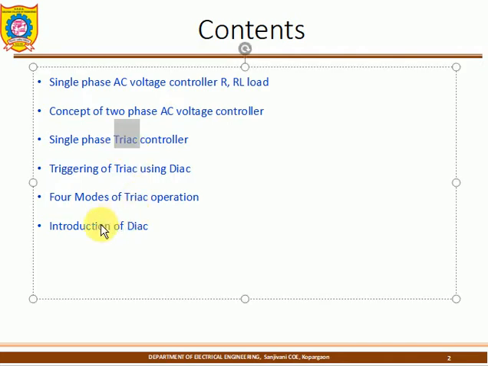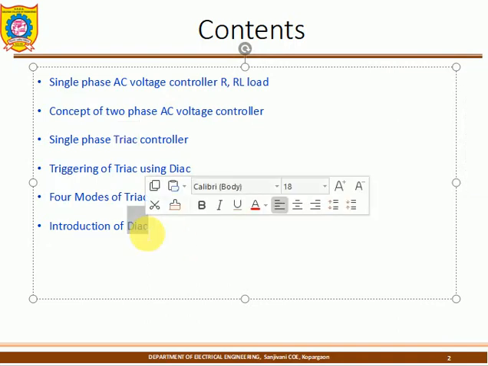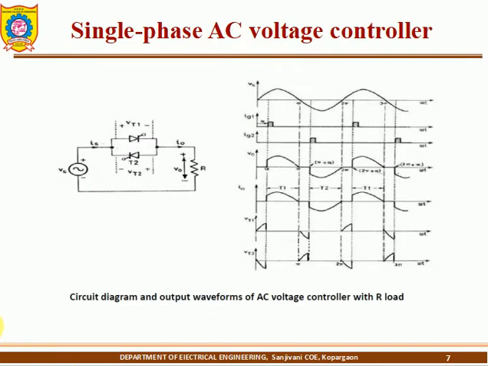Then the next one is a DIAC. What is a DIAC? A DIAC is nothing but two diodes connected anti-parallelly. One diode conducts in the forward direction, and the other diode conducts in the negative direction. So this is about the single phase AC voltage controllers.